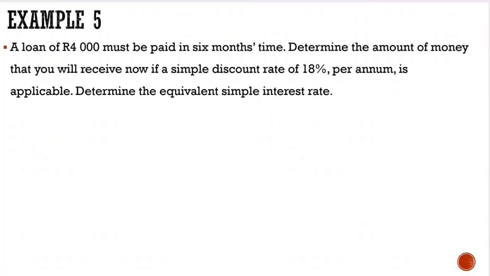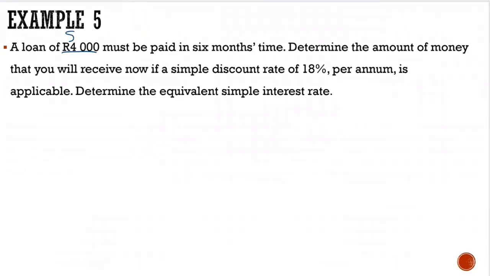Okay, here's another example. They say a loan of 5,000 must be paid in 6 months' time. This is done in the future already.